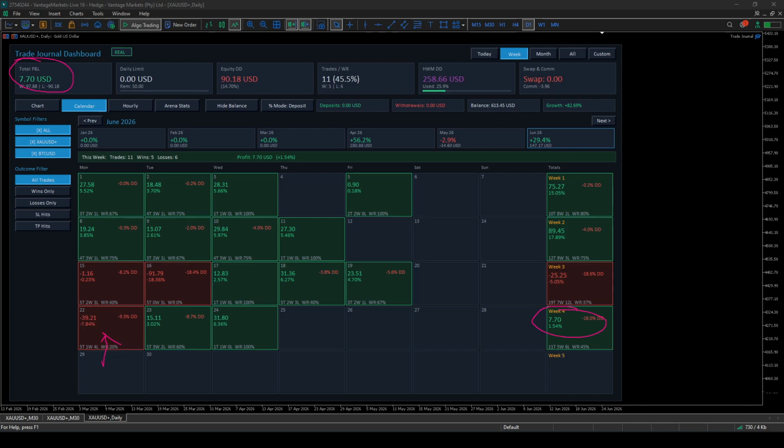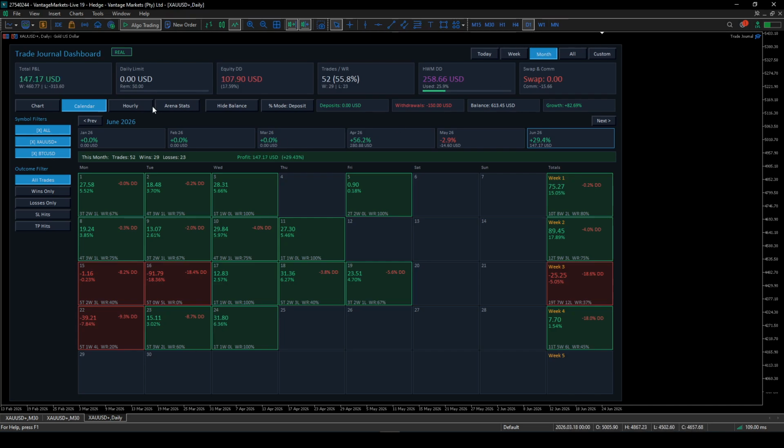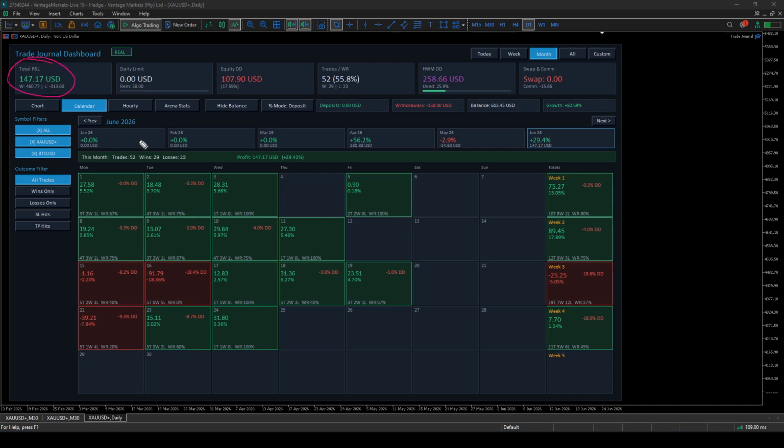Also, if I go to the month section, you can see this month I almost gained that much. And that's the month. You can see I gained over 29.4%. I have a bad month as well as a good month. Very simple.